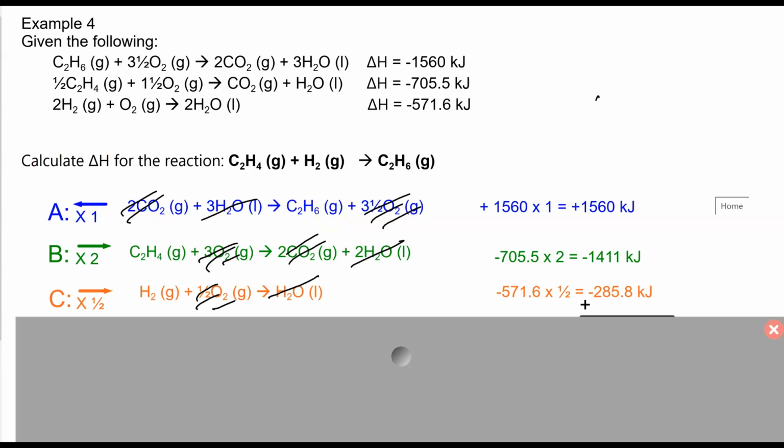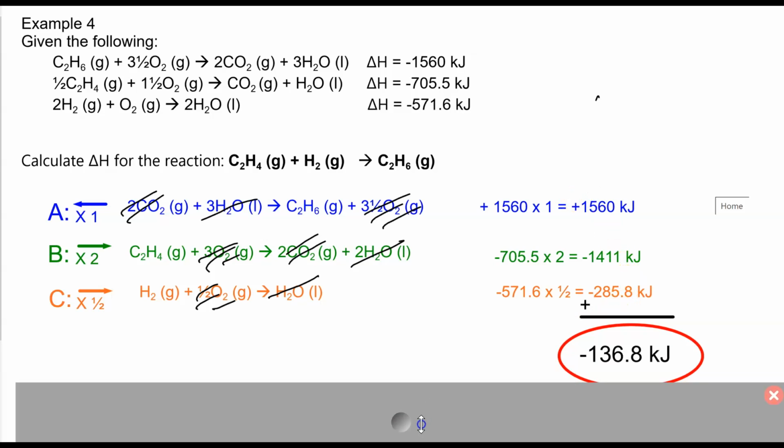The next piece is to make sure that, let's see, I reversed this, so I should change the sign from negative to positive. I multiply by 1, I get that. I kept this forward, so the negative 705 stays there, but I multiplied by 2, so I'm multiplying by 2. I kept this forward, so I keep the negative sign down here, and I multiply by half. These are my new values, and then I'm going to sum them, and my final answer is negative 136.8 kilojoules.